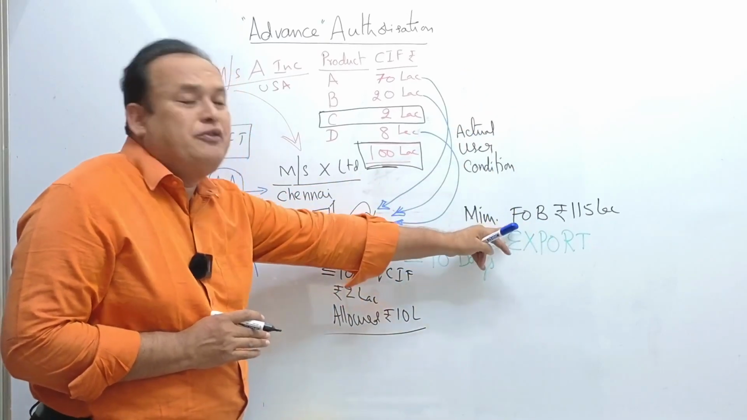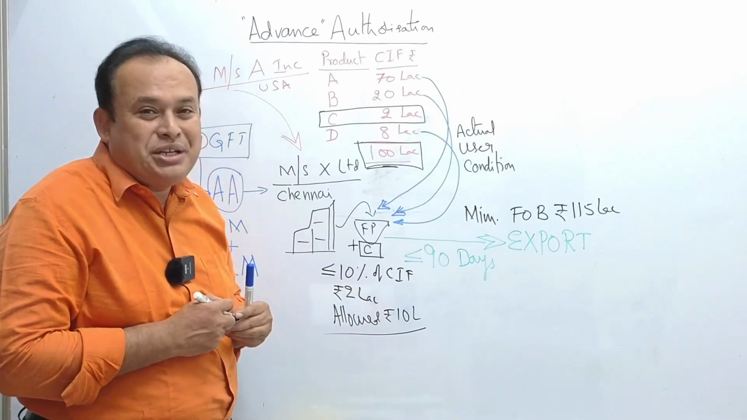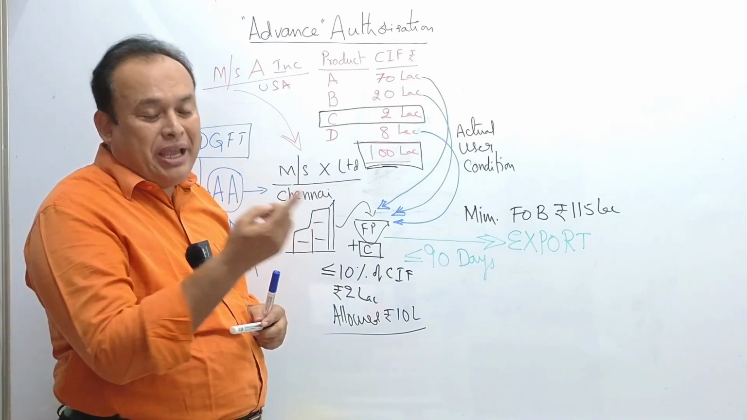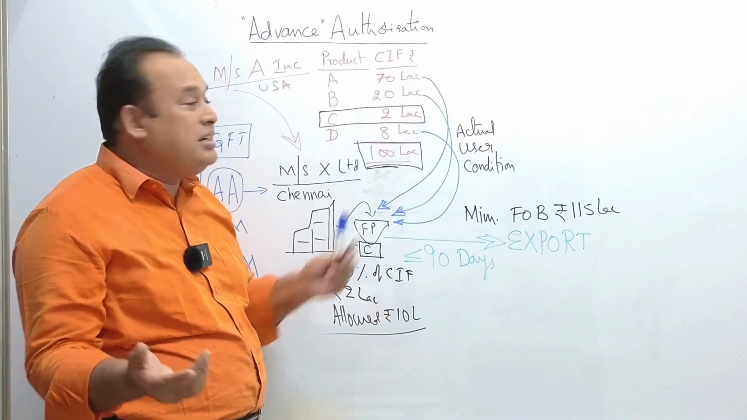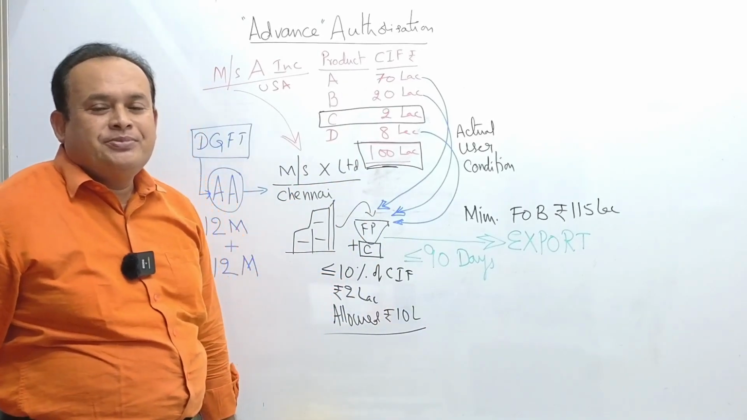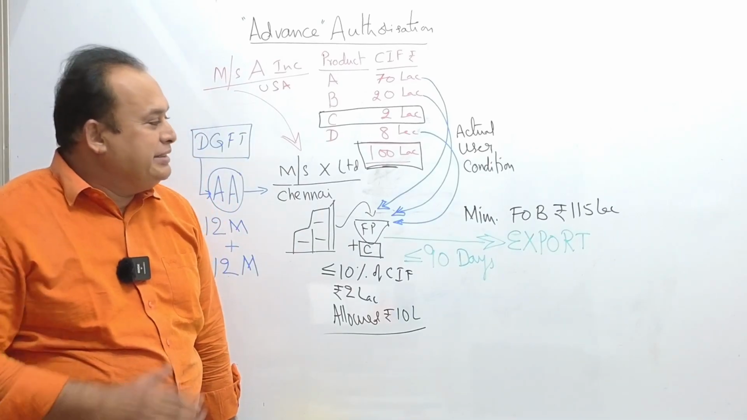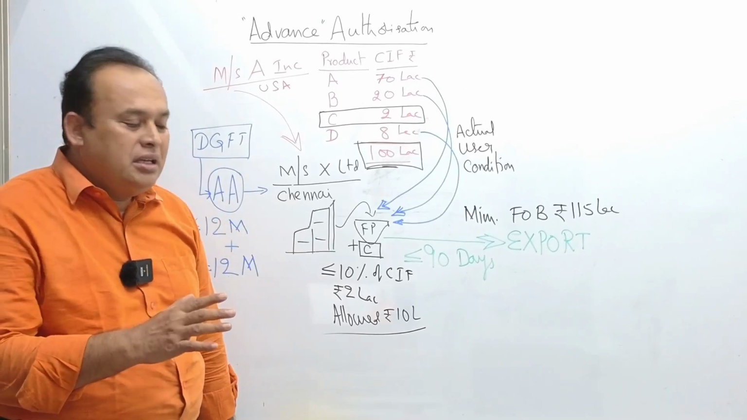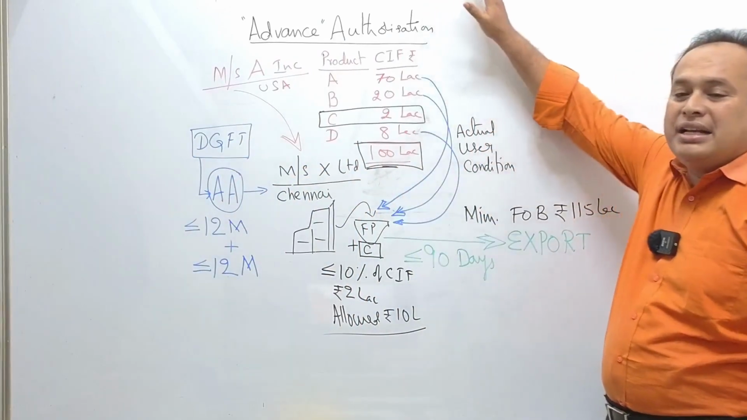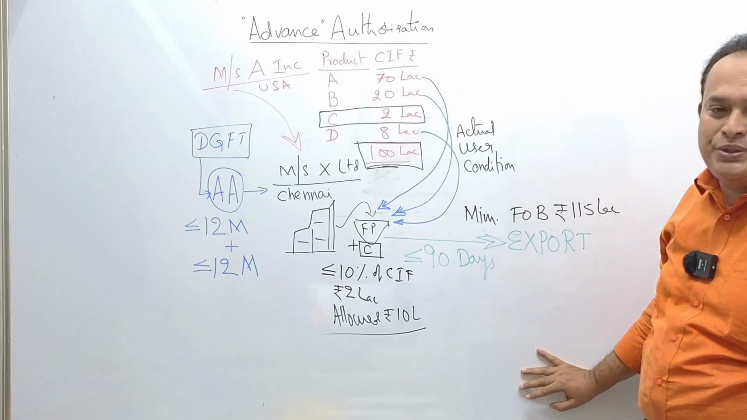If the FOB value of export of these goods is less than 115 lakhs, then Mr. Importer, you defaulted on the export obligation. You are liable to pay duty, interest, and penalties on these imported goods because you did not fulfill the conditions. This is in general the modus operandi with regard to advance authorization. Got the clarity, my dear friends? It's a simplified way of approach.